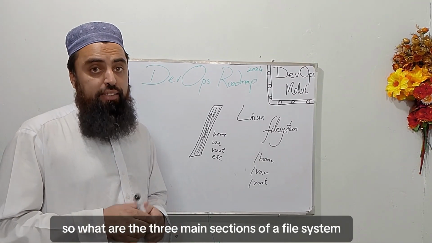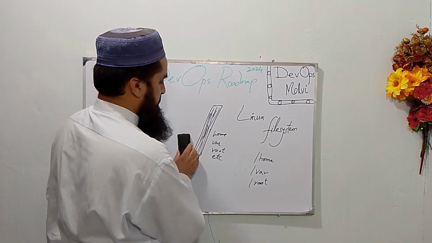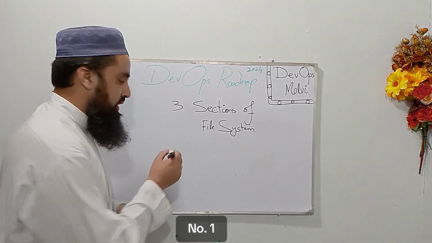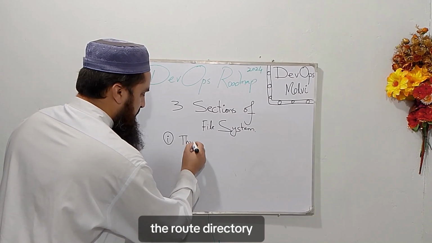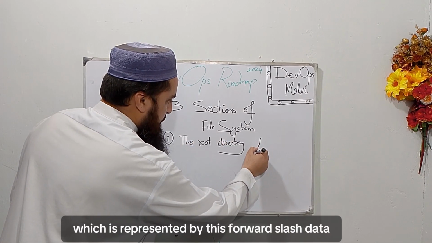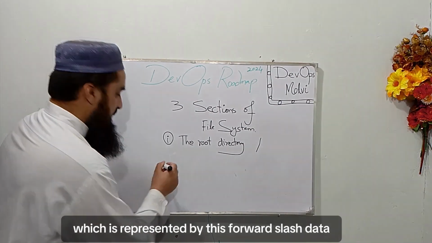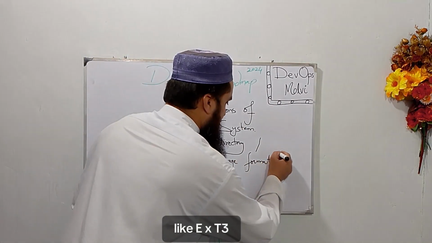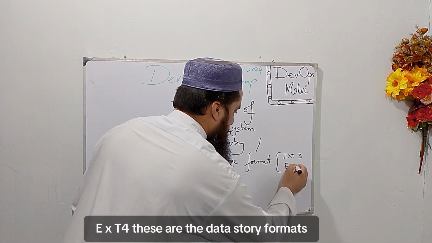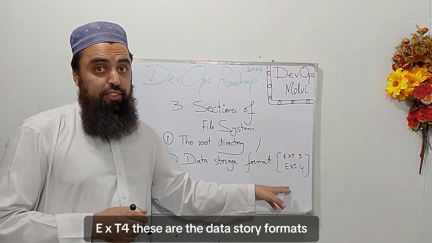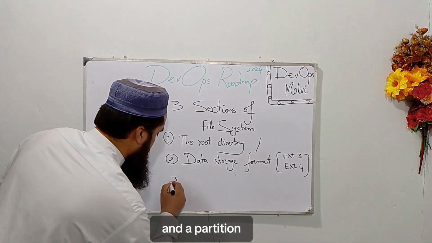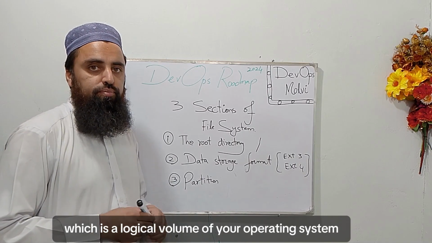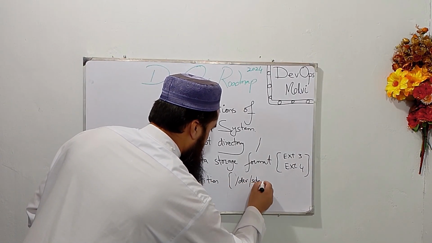So what are the three main sections of a file system? Number one, the root directory, which is represented by this forward slash. Number two, the data storage format, like ext3, ext4. These are the data storage formats. And number three, a partition, which is a logical volume of your operating system, like /dev/sda, etc.